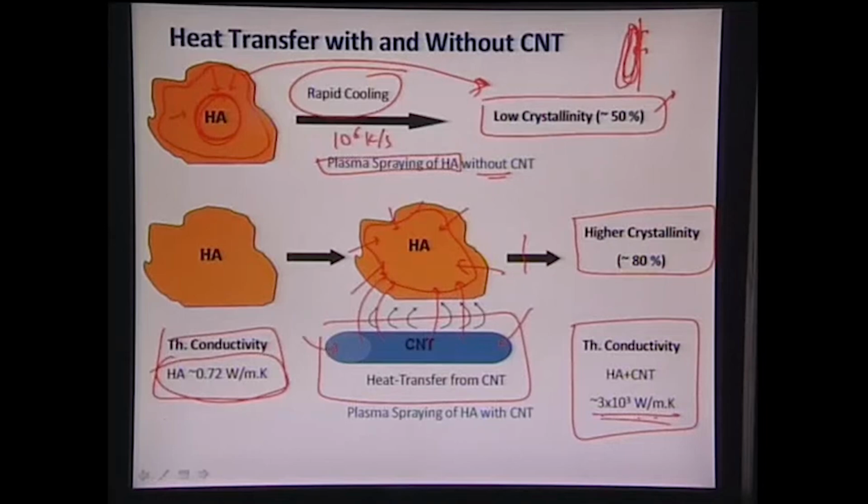In case of without CNT, it undergoes very rapid cooling, of the order of 10 to the power 6 kelvins per second, and it induces very low crystallinity into the material. But once we have carbon nanotubes present near the hydroxyapatite splats, because of the higher thermal conductivity of CNT, which is of the order of around 3000 watts per meter Kelvin, it captures much more heat while it is in the plasma plume. So once it has very high heat available to itself, while cooling, it can impart the same heat back to the hydroxyapatite splat, and that heat can be captured by the hydroxyapatite splat to start precipitating itself again as a crystalline material. So that amorphous part is again lost, because it is now undergoing a lesser cooling rate. The cooling rate is not as drastic as it was in absence of CNT.